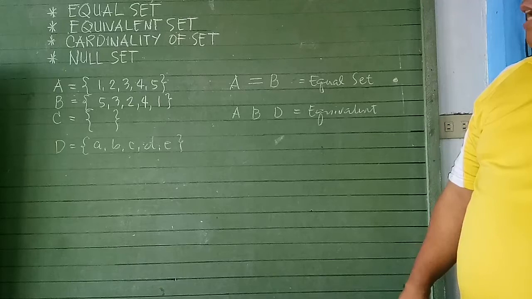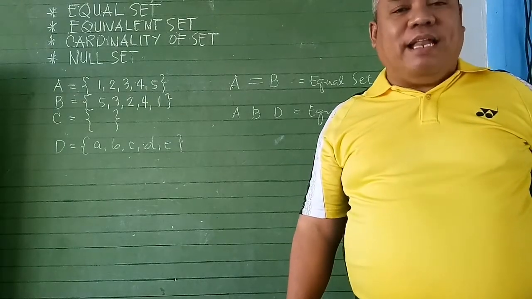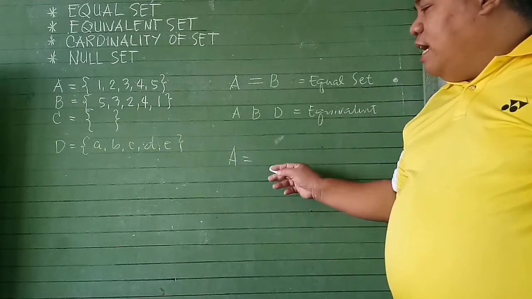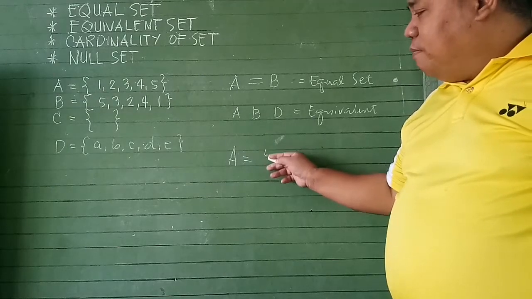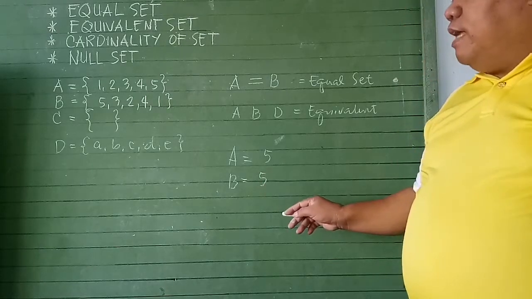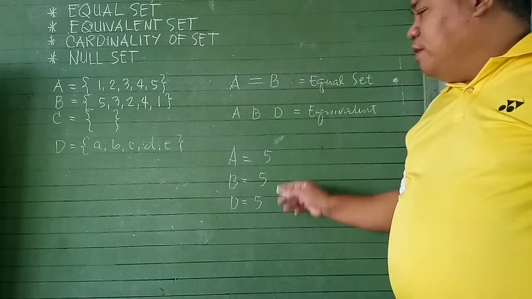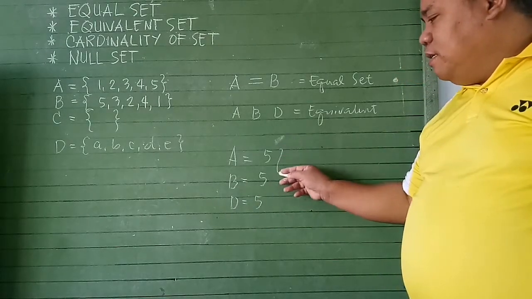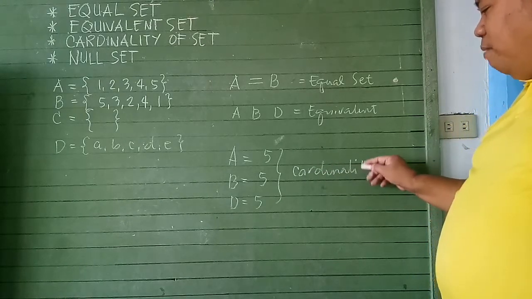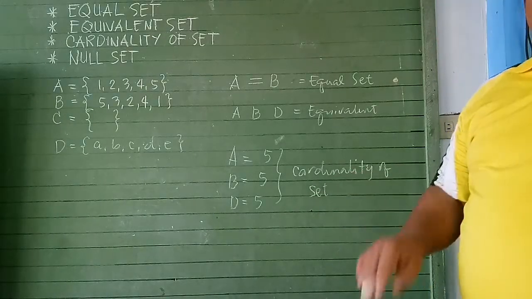Okay, what else? What is cardinality of a set? When we say cardinality of a set, we are only dealing with the number of elements that can be found in a particular set. Set A here contains how many elements? 5. B here contains 5. Then C or D here contains 5. So cardinality of a set means we are only dealing with the number of elements in a particular set. So that is the cardinality of a set.